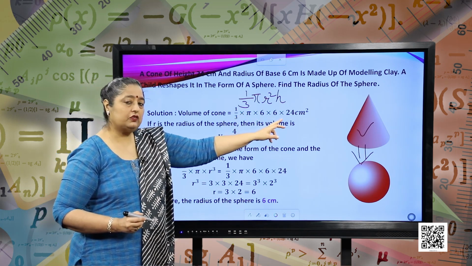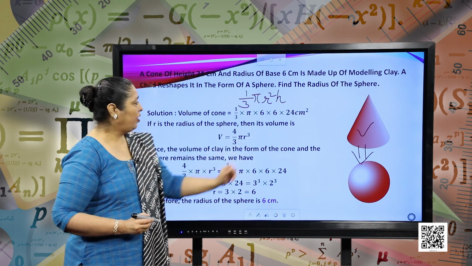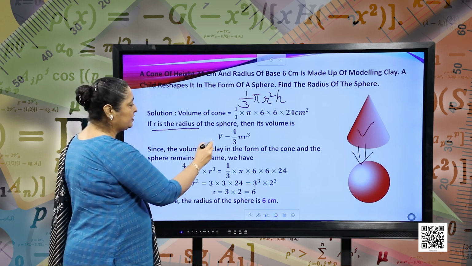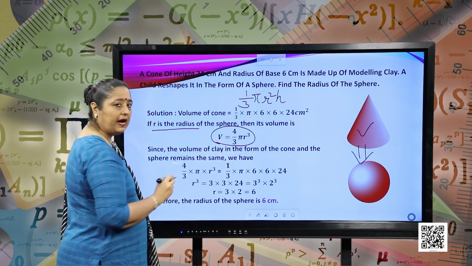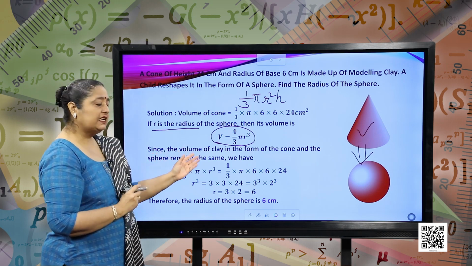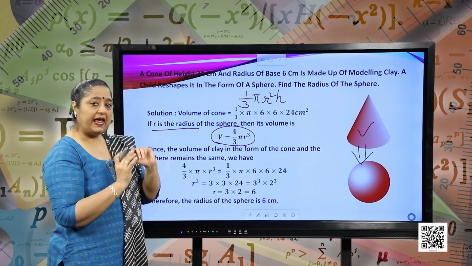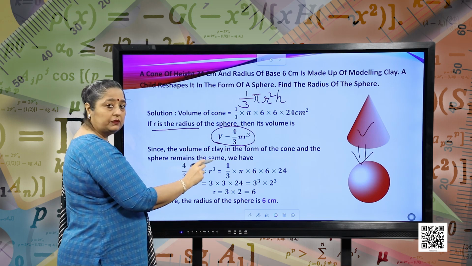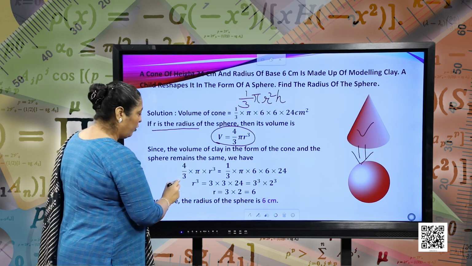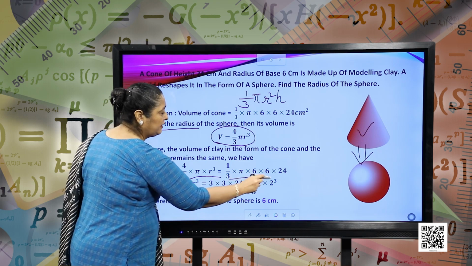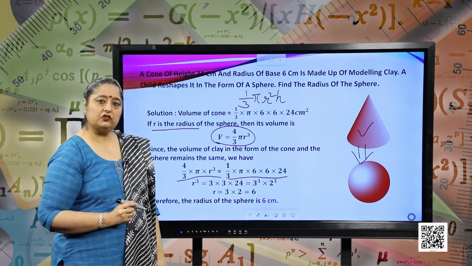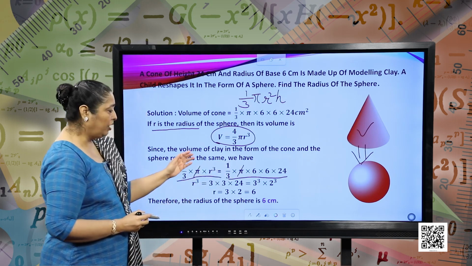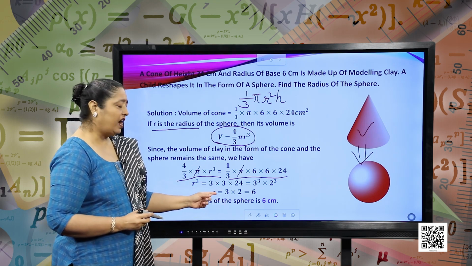So, substituting the value of r as 6 and h as 24, we have 1 by 3 into pi into 6 into 6 into 24 centimeter cube. Also, let us take r as the radius of the sphere. Then, volume of the sphere is given by 4 by 3 pi r cube. Also, we know that the volume of the clay the child is playing with is same. So, volume of the cone and volume of the sphere will be same. So, 4 by 3 pi r cube will be equal to 1 by 3 into pi into 6 into 6 into 24.